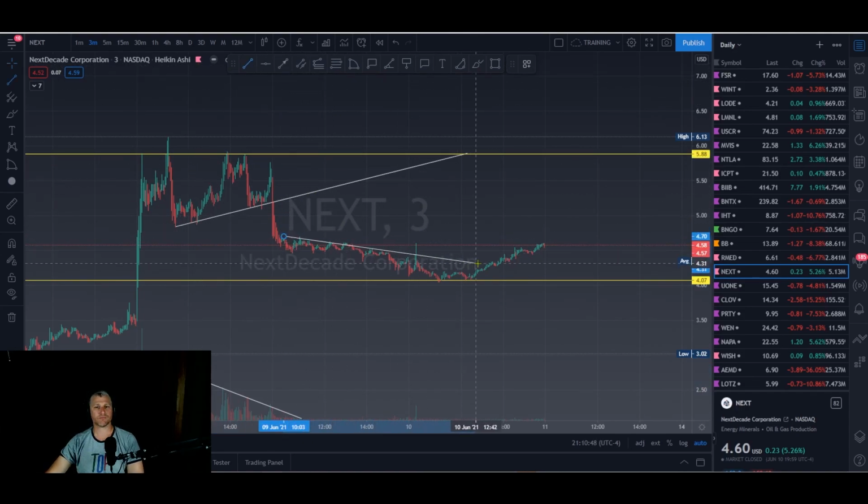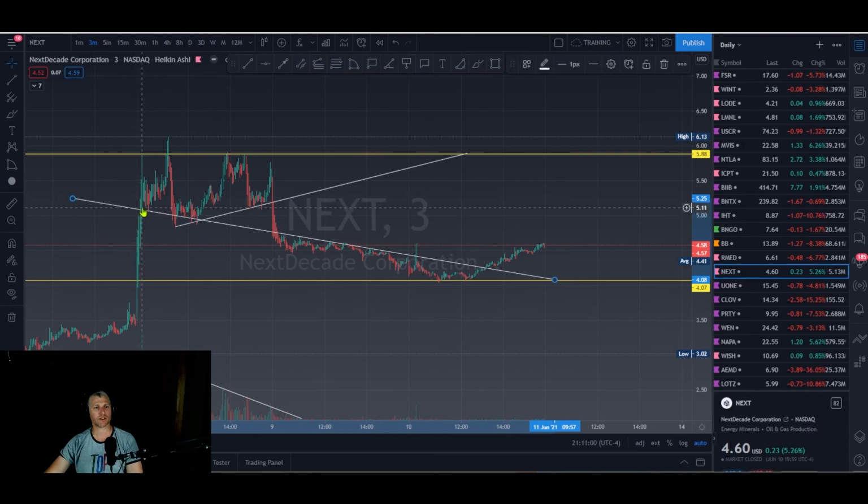And then I like to pull my lines through. Don't just leave it there. Pull it through and see where it touches. You can see the angle continues all the way up here. So that's where I like it. And that's where our breakout is.